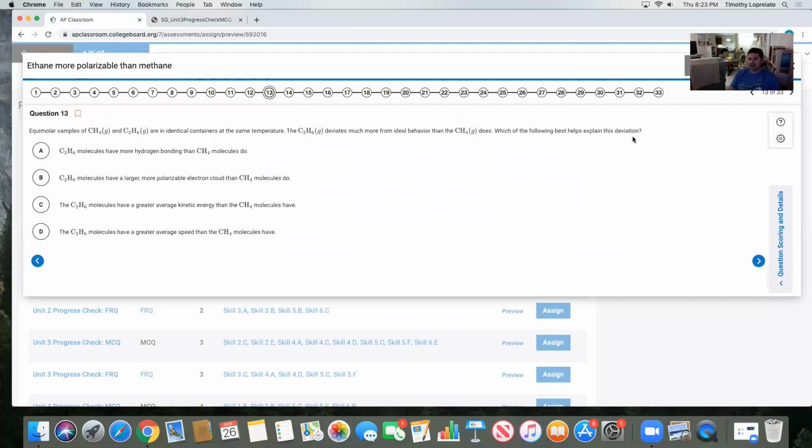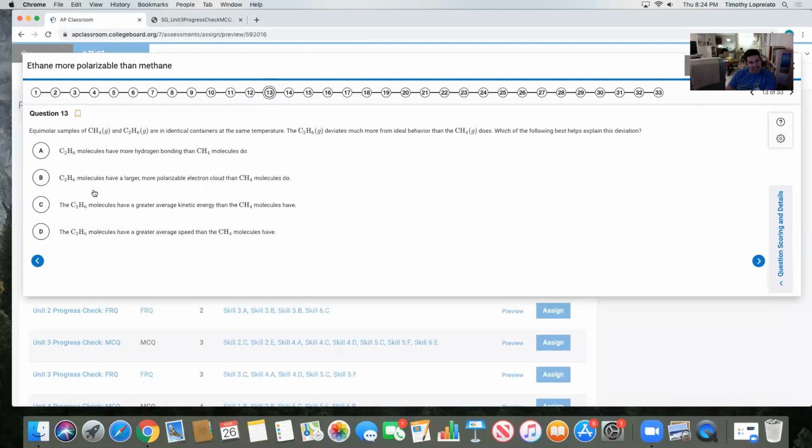All right, why do gases deviate? Because of attractive forces. So as we look at it, C2H6 molecules have more hydrogen bonding than CH4 molecules do. I do not think that CH bonds are hydrogen bonds, because they are not. C2H6 molecules have a larger, more polarizable electron cloud than CH4 molecules do. That sounds pretty nice, right? More polarizable electron cloud. That's just a good phrase to keep in your back pocket. The C2H6 molecules have a greater average kinetic energy than CH4 molecules have at the same temperature. So choice C is out.